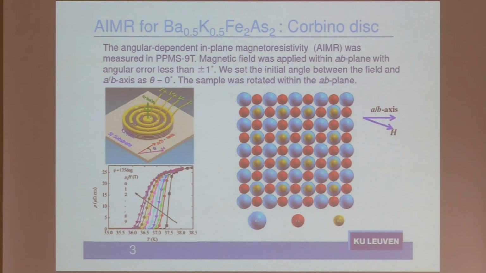So how was it measured? The temperature was raised to 150, then the field was applied in a given direction. We always start from 0, which is the A or B axis of the single crystal. Then the temperature is set to the value we want to measure. Then the sample was rotated and the magnetoresistance, the resistance in the magnetic field, was measured. This was done for many temperatures in this domain and for different values of field from 0 to 9 Tesla. So this is the experiment.